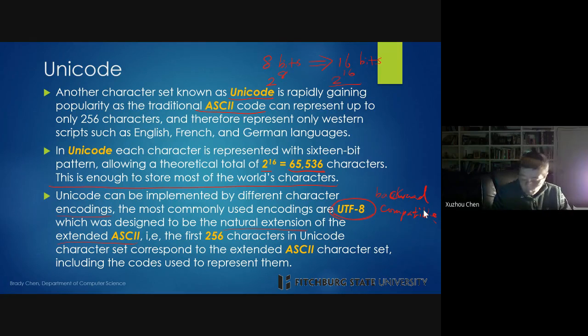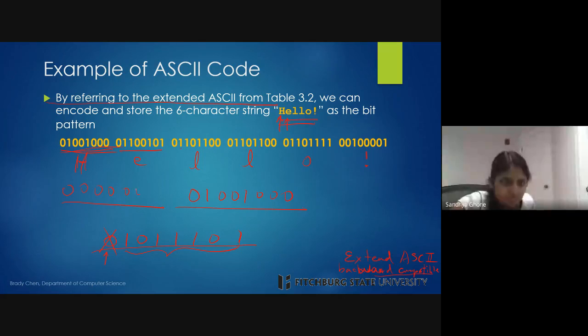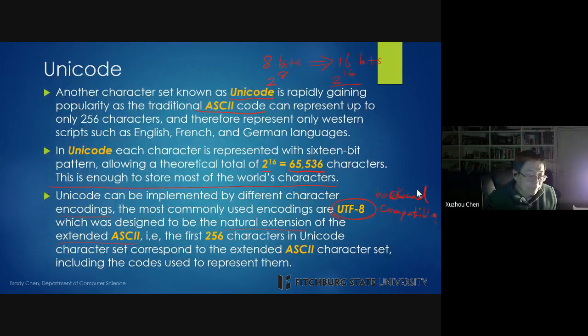It means if you want to represent the English letter A, or let's say capital H, what is the Unicode? You just add 80. That's the Unicode using UTF-8, which is pretty good. So this is basically how we can represent the characters.